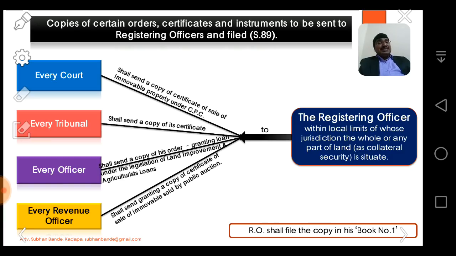Every revenue officer shall send a copy of the certificate of sale of immovable property sold by public auction. If certain property is sold by the revenue officer or other government officer to some other person in public auction, such certificate should be sent by the revenue officer to the registering officer. Then based on the certificates of the court, tribunal, officers, or revenue officers, the registering officer may accept for registration, or may reject for the registration. The registering officer shall file the copy in book number 1.